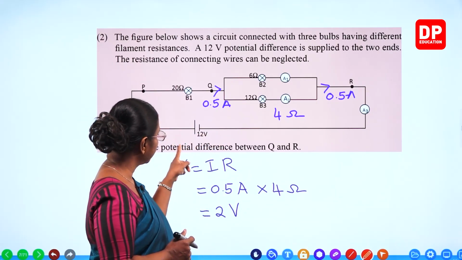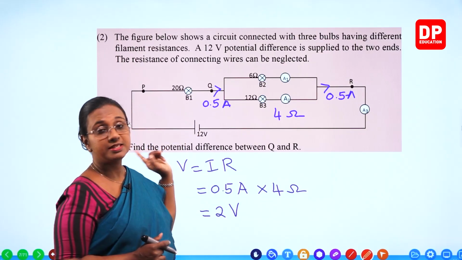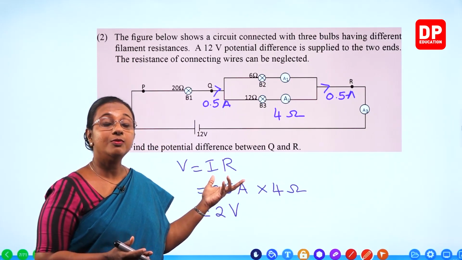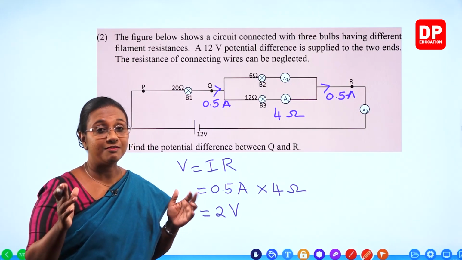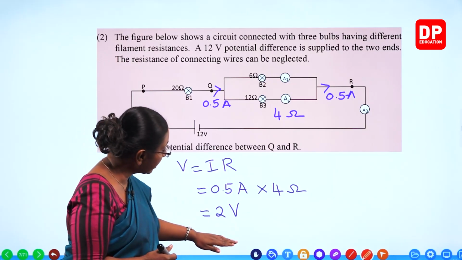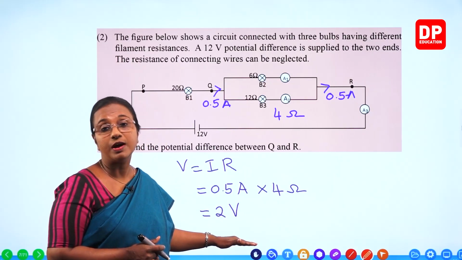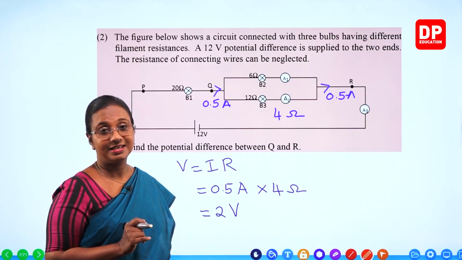Or the total potential difference is 12 volts. We found the potential difference here 10 volts. 12 minus 10, 2 volts. Like that also you can find it if it is for an MCQ. But if you are writing the answer, you have to follow this method. I'm sure you all can understand that.